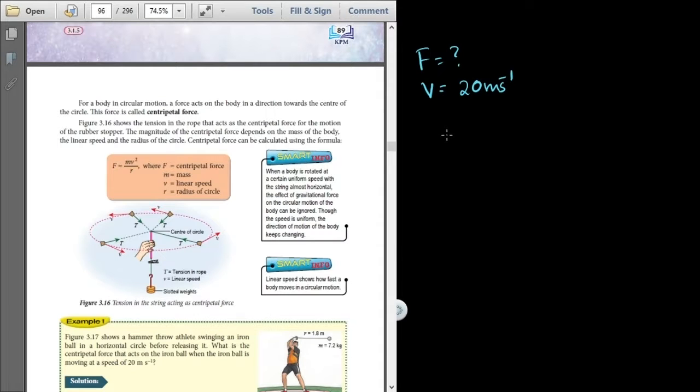Okay, and then given a diagram. So this person is holding the hammer. Okay, radius equals 1.8 meter, and mass is given as 7.2 kilogram. Okay, so now we have our information.